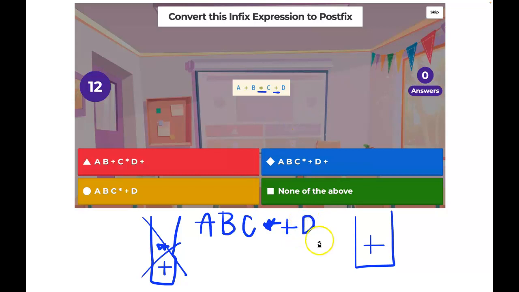And because we don't have anything left, we're going to pop everything out from our stack, and then we're going to have plus. So this is why that is the answer.